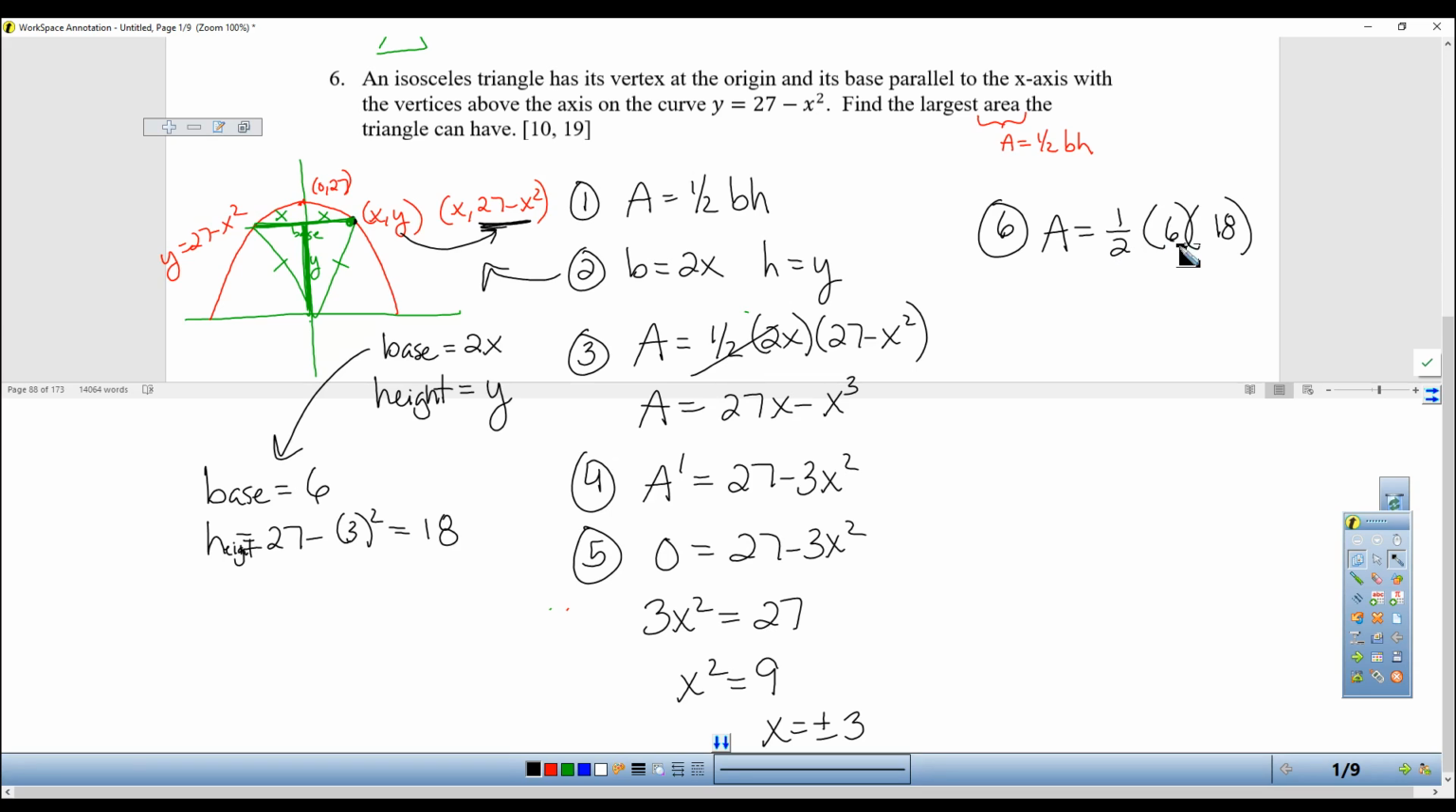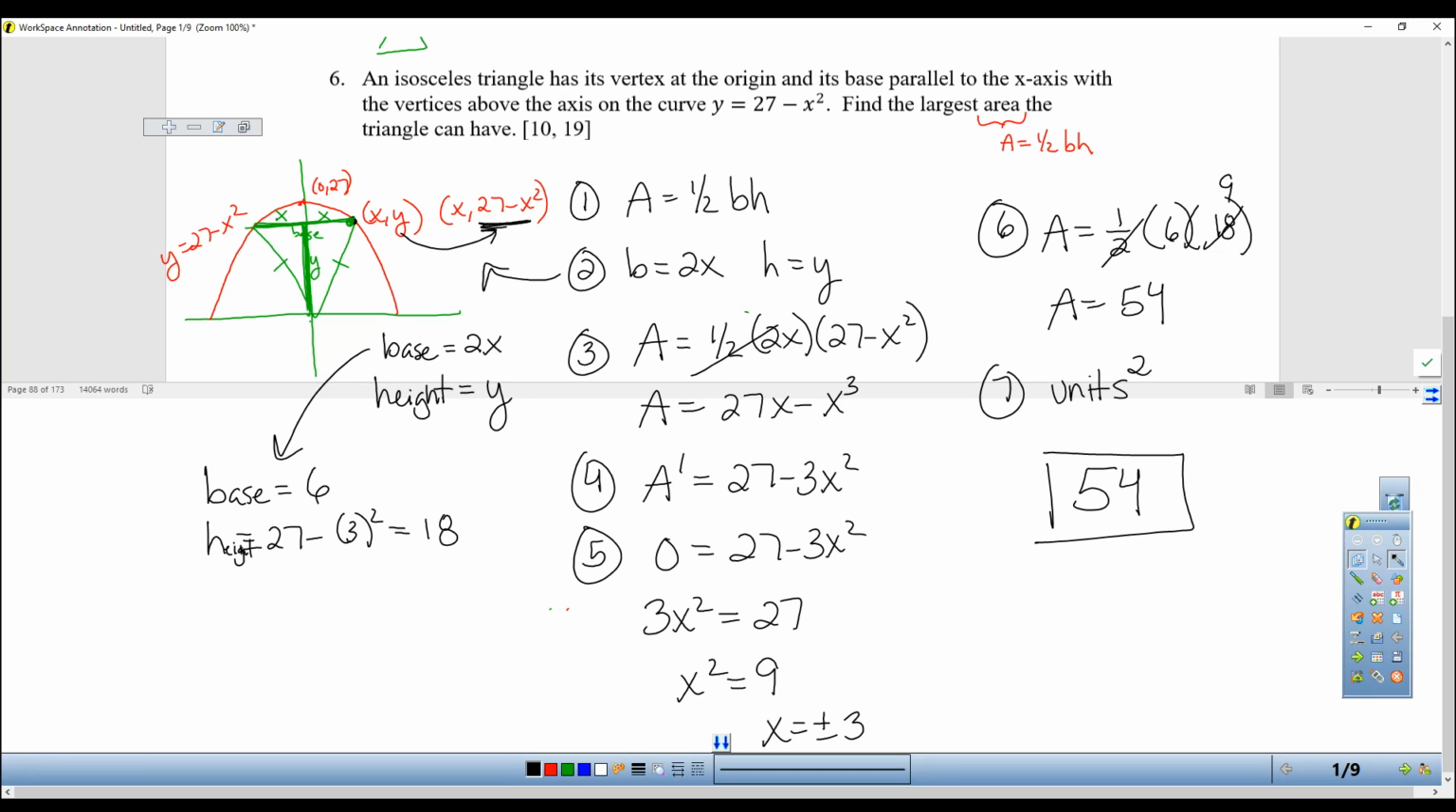So I could do 1/2 of 6 and get 3 and have to multiply by 18. Or I could do 1/2 of 18, which gives me 9. And 9 times 6, hopefully you know off the top of your head. There are no units on this, but step 7 would have been to do units. If you had them, we don't. But keep in mind, if there were units, they would be squared. But the largest area is 54. You are not required to write square units.